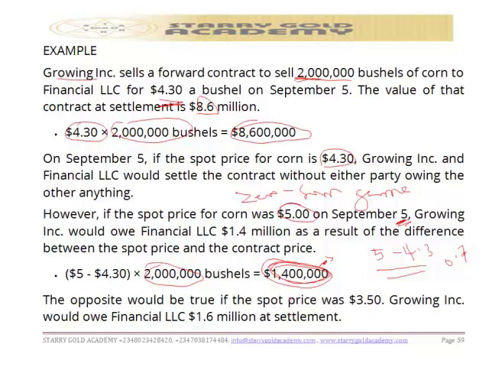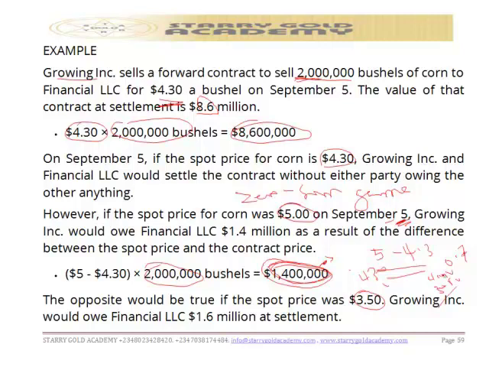Now the opposite will be true if the spot price was 3.50 naira. Let's assume by September 5, the price becomes 3.50 naira. It means that Growing will sell something worth 3.50 at 4.30. So the difference between 4.30 and 3.50, what is that? I think that is 80 naira. So that is 0.8.